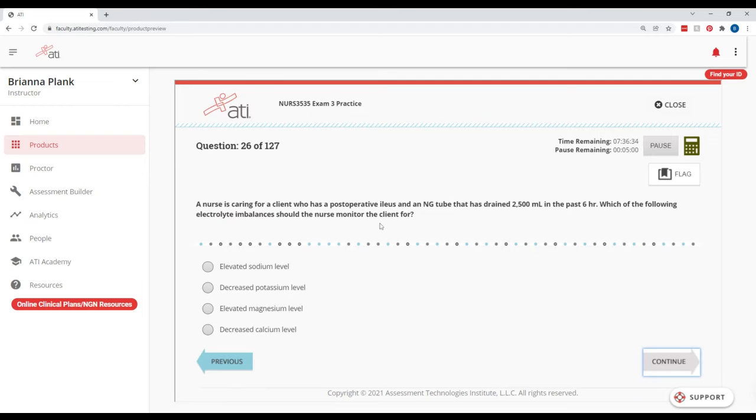Okay, we have postoperative ileus and NG tube has drained, oh dang, 2,500 in the past 6 hours. What are we concerned about? That's a lot of fluid. That's like over a 2-liter bottle of soda.